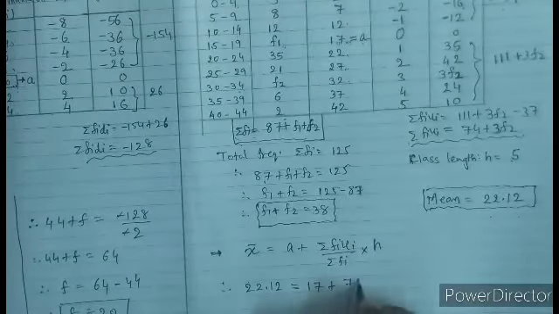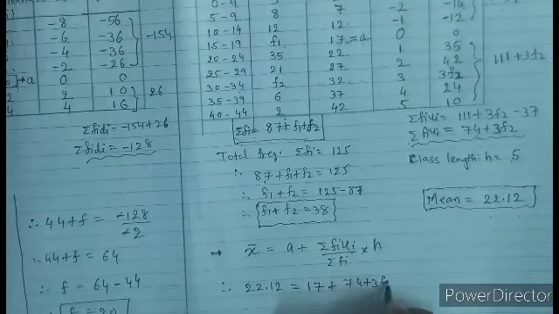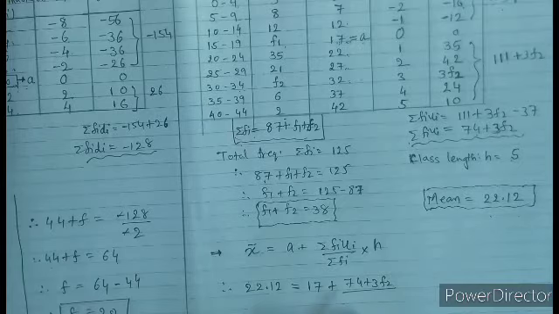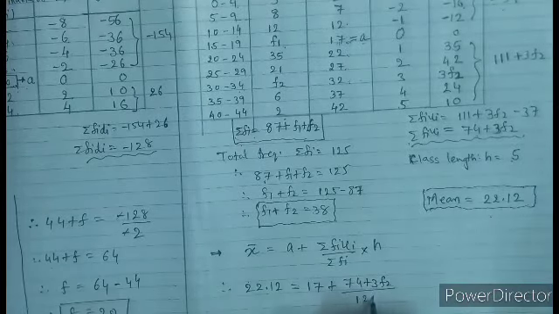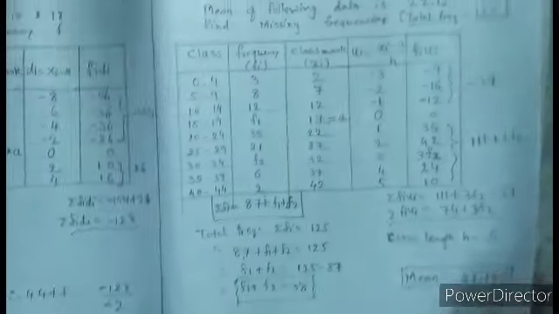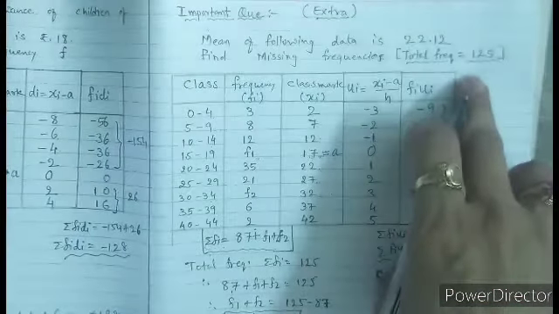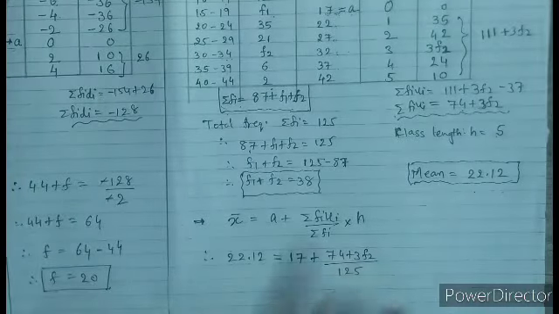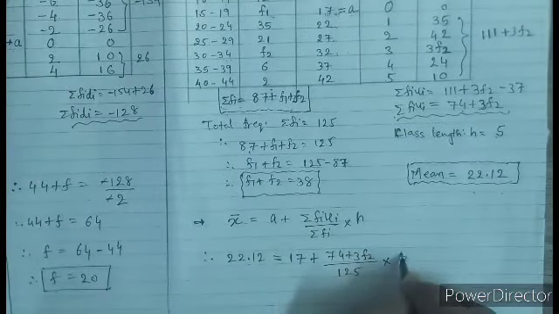So here we will write 74 plus 3f2 divided by sigma fi, that is the sum of all the frequencies, that is the total frequency, which is given as 125. So 125, this is the total frequency which is given in our question. So you have to write it directly here at the place of sigma fi, multiplied by h. Here h is 5.